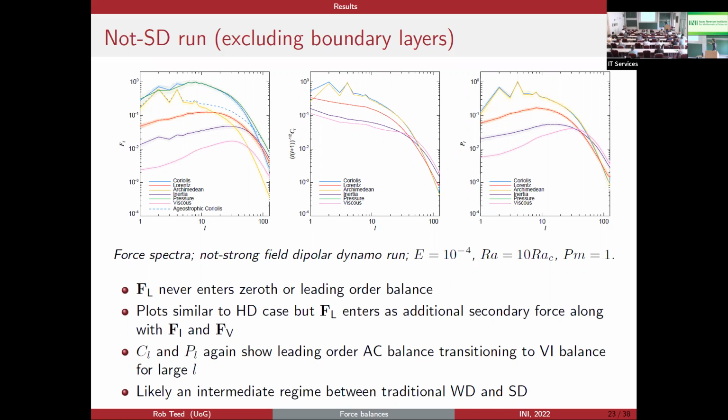But then when you take the curl or the projections, you eliminate obviously the pressure gradient, and you end up with this picture or this picture. And here, this is a run where this Lorentz force, this red curve, doesn't enter the primary balance. It's a significant secondary force. It's more significant than inertia and viscous, but it doesn't enter the primary balance, and that's seen in the projection as well. So in some sense, this is quite similar.